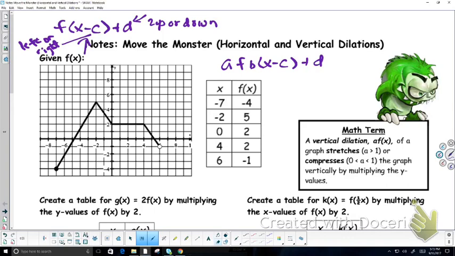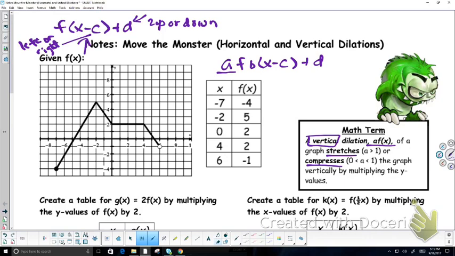So let's start off with a. A, as you'll notice, is on the outside. Since it's an outsider, it's going to impact my y's, okay? So a, f of x, it's got all the information right here, is going to stretch or compress your graph vertically, okay? So I want to start off by doing that one.